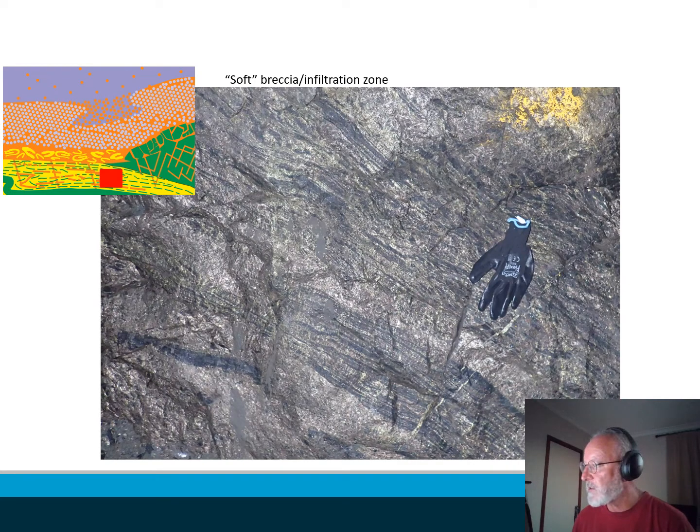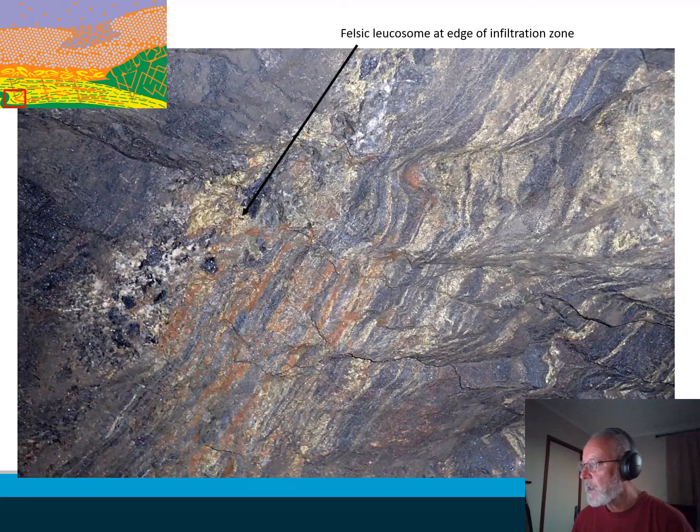Really extraordinary, spectacular rocks. And here's another example of that same thing happening. This is this infiltration, almost replacement ore, although it's a magmatic replacement, not a hydrothermal one. But here's a really interesting thing. Along the edges of a lot of these bodies, you find these things.